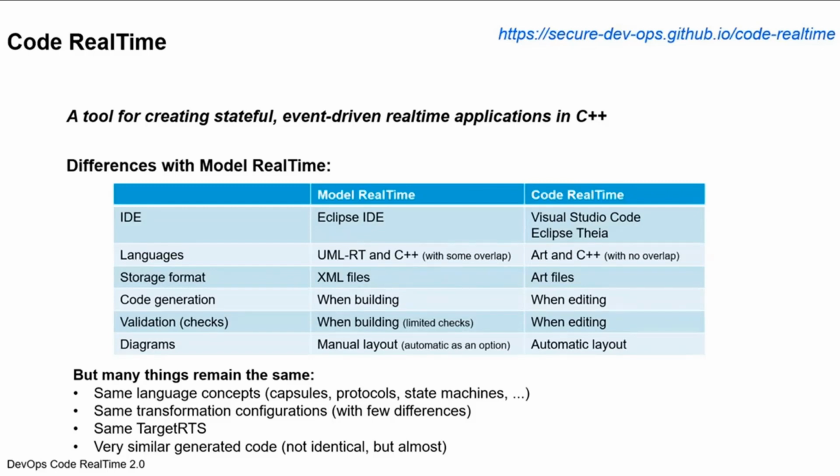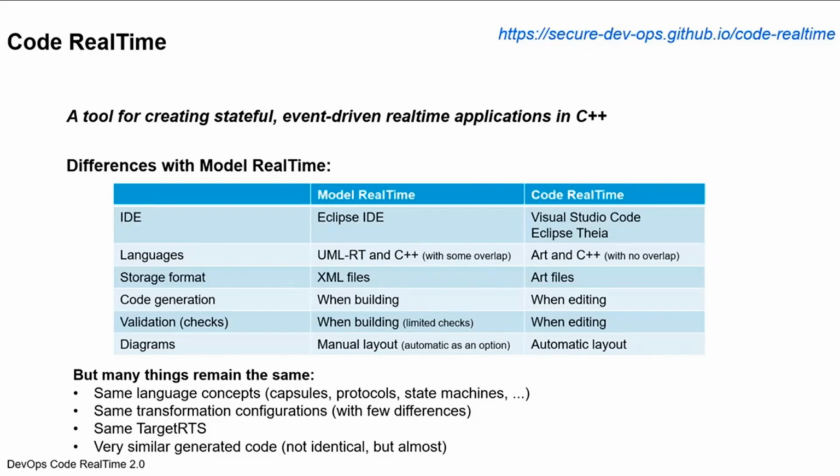Also, transformation configurations are the same with very few differences. So the TC JS files that are used in Model RealTime for building applications can also be used in Code RealTime. The runtime library, the target RTS, is also the same, and that's important because that ensures that the API that you use in C++ code snippets is the same. So there are no differences there.